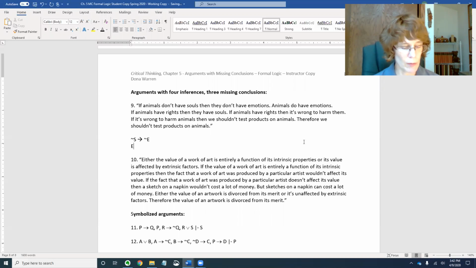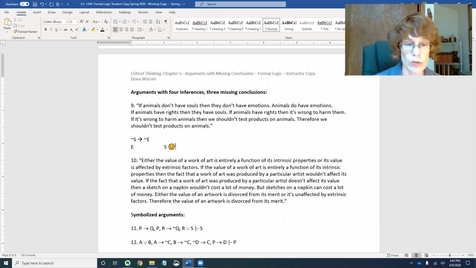Okay, can I conclude something? Yeah, I can conclude S. Would that be valid or invalid? Well, I have if front, not S, then back, not E, and I'm adding E, which is the opposite of the back, and I'm concluding S, which is the opposite of the front. That's valid, that's modus tollens.